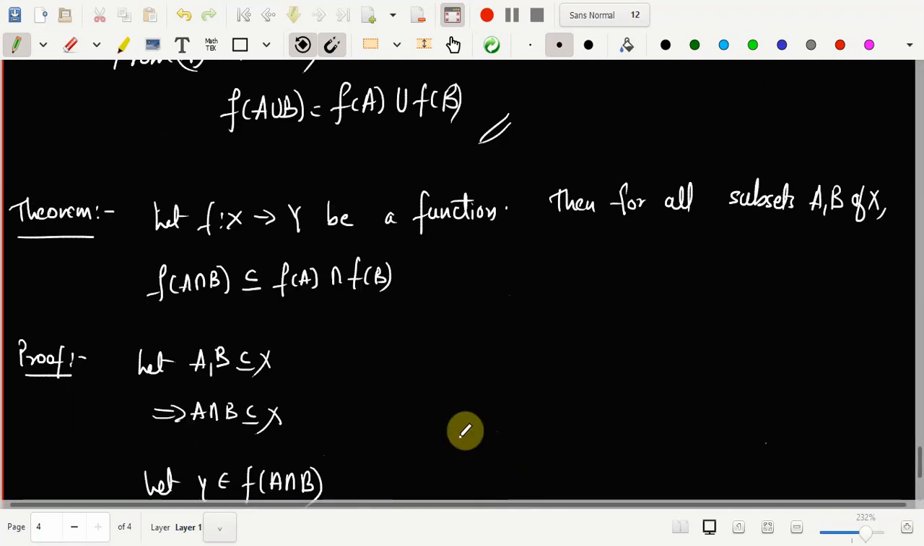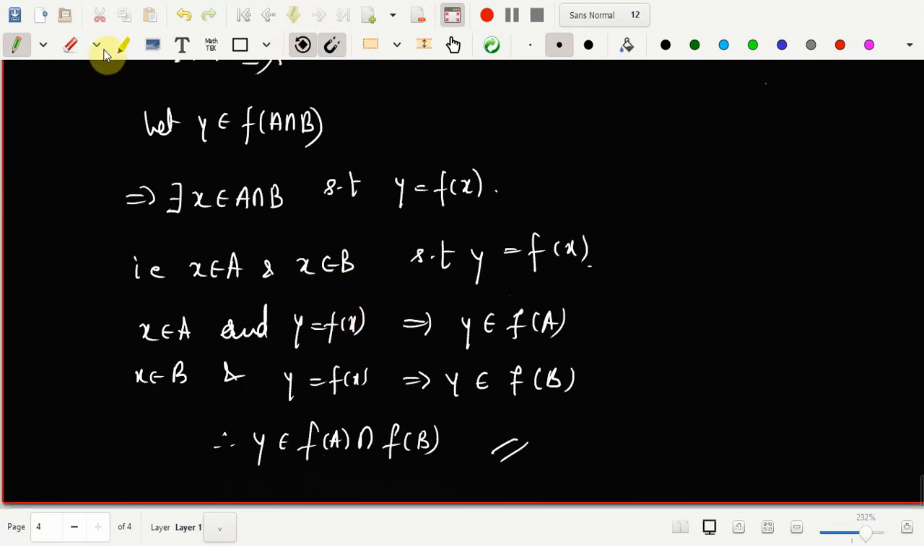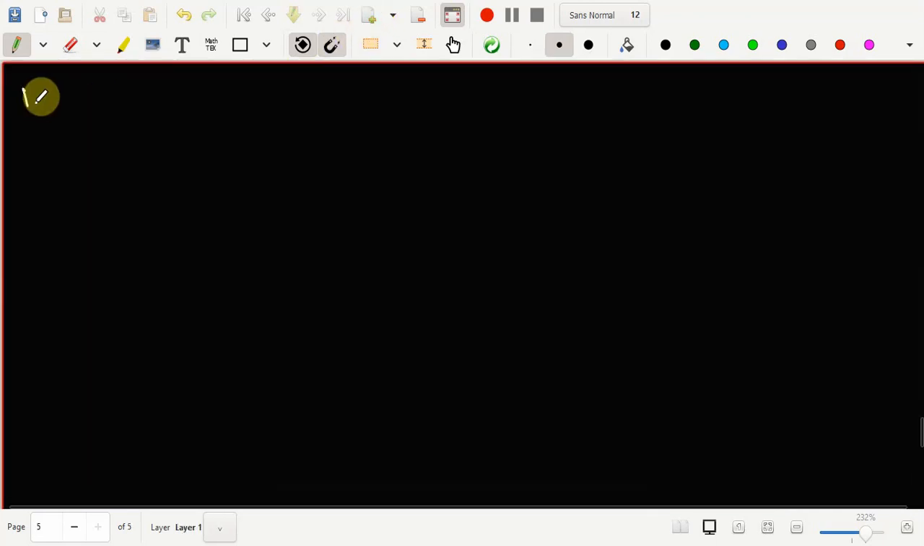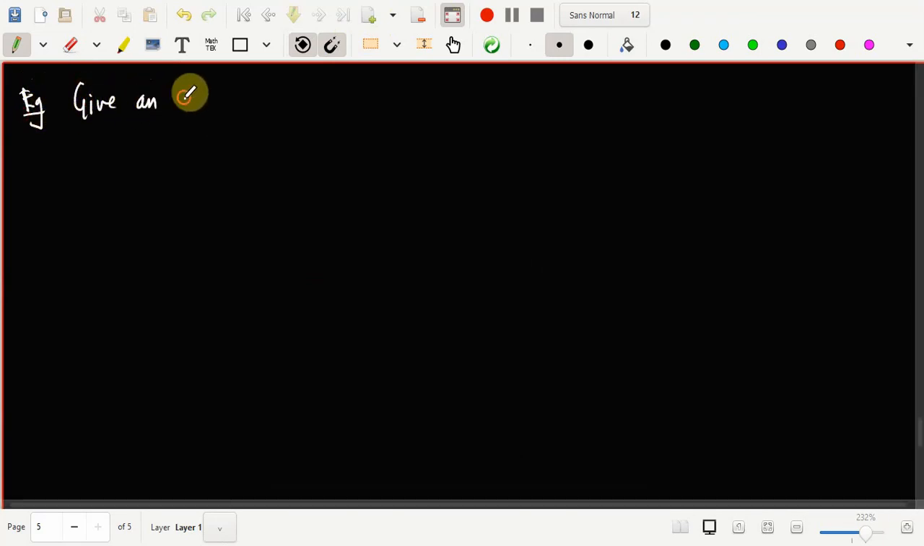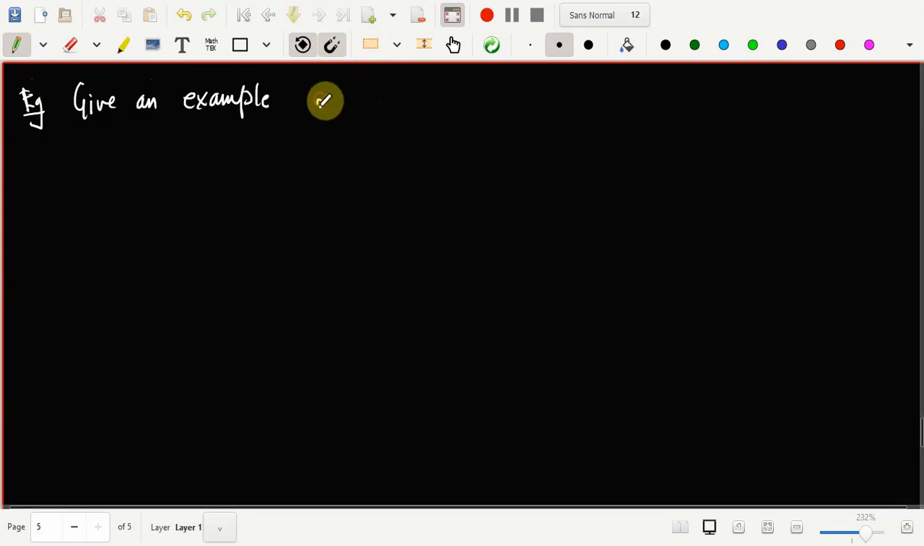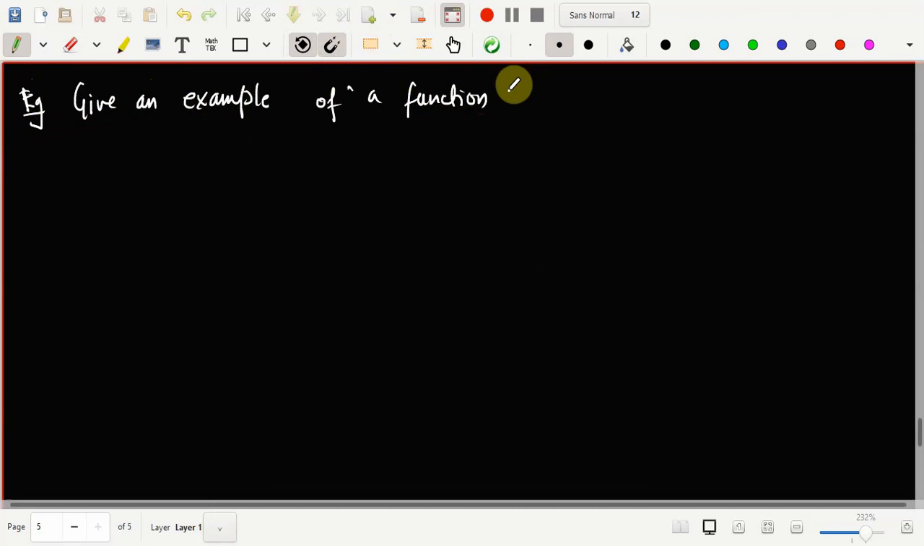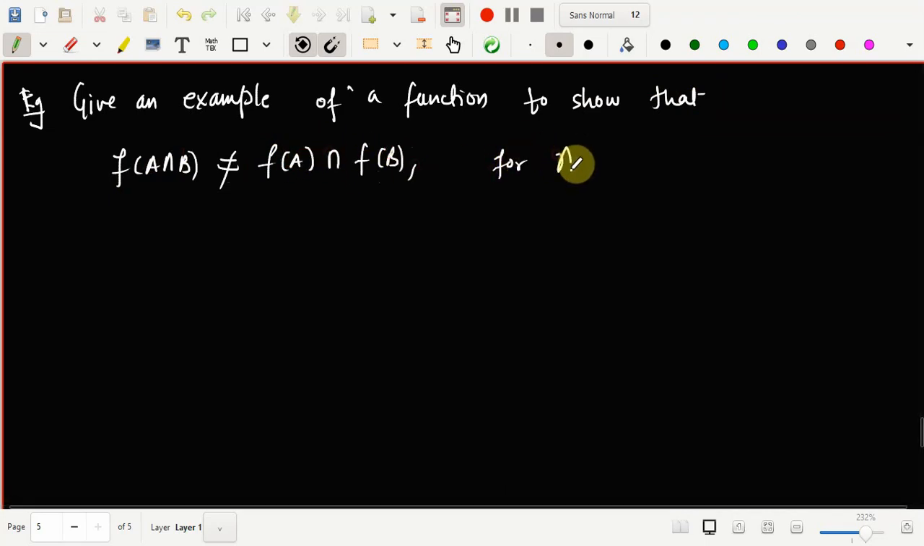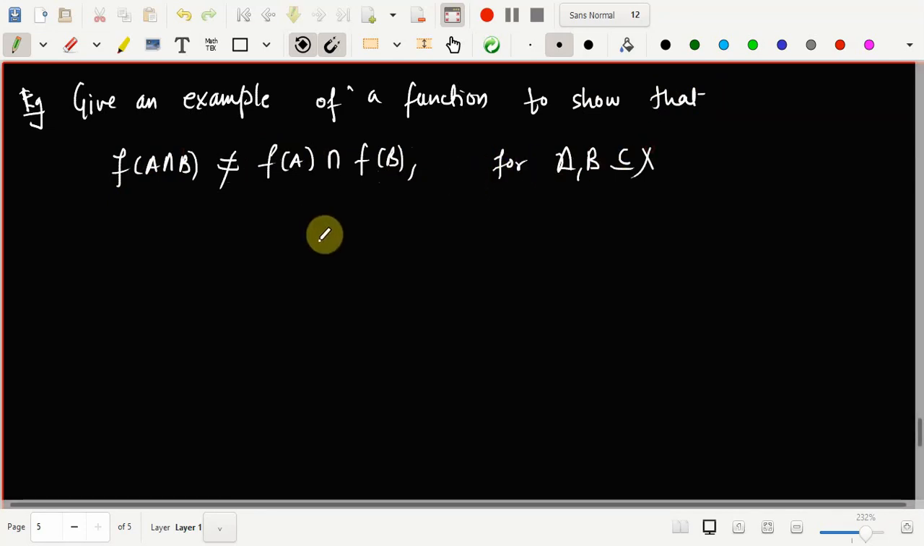Now let's produce a counter example to show that the equality is not true. In fact, you can construct a very simple example. Give an example of a function to show that f of A intersection B is not equal to f of A intersection f of B for A and B subsets of X. The equality does not hold only because the converse is not true, that is, f of A intersection f of B is not contained in f of A intersection B. So you need to produce an example wherein that does not hold.